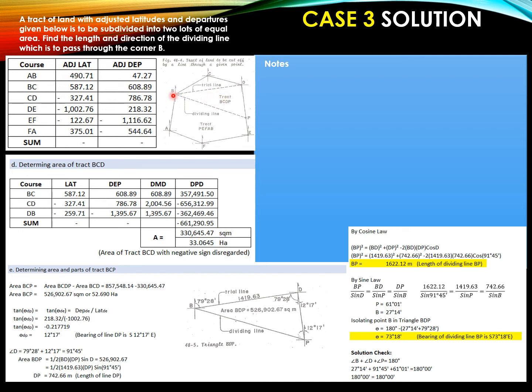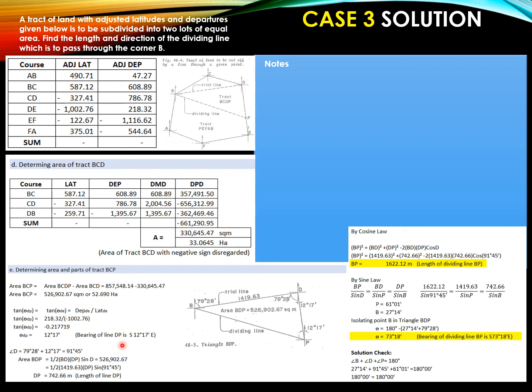Which is, we do not know the location of line BP. To get that, theta of DP, we can get using this triangle. If you are not familiar with the triangular technique, please review, because you will have difficulty following this lesson. So, the bearing of line DP is 12 degrees 17 minutes. That is on line DP.